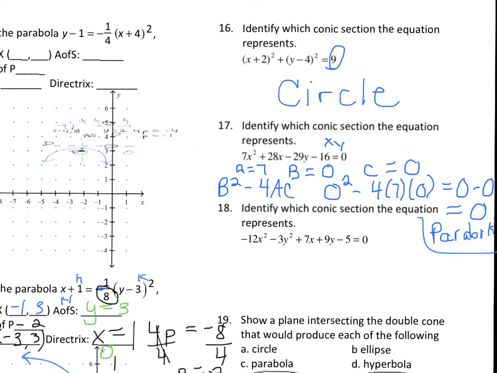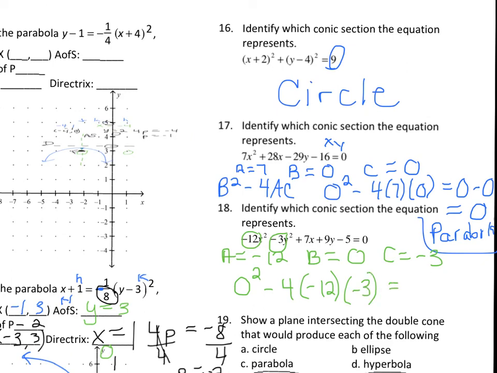Now let's try number 18. We need the a. A is right next to x squared, so it's -12. We need b. It's next to the xy term. Oh, I don't see any xy's. And we need c. That's always right next to the y squared, so it's -3. Don't forget the sign. So b squared minus 4 times a times c. So this is going to be 0.